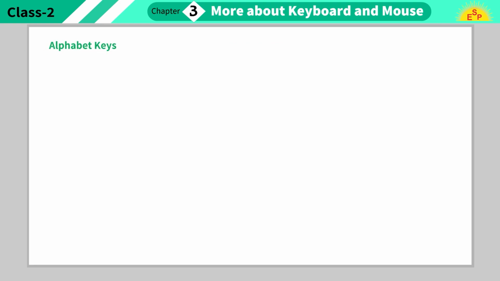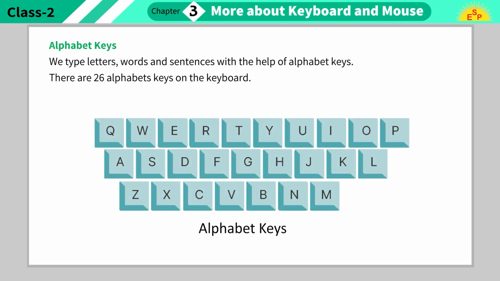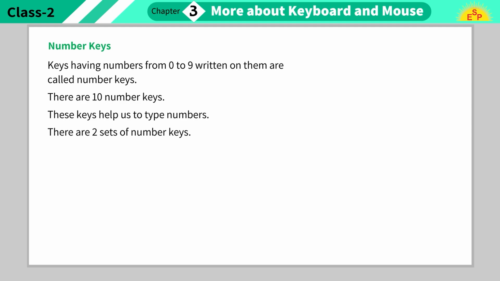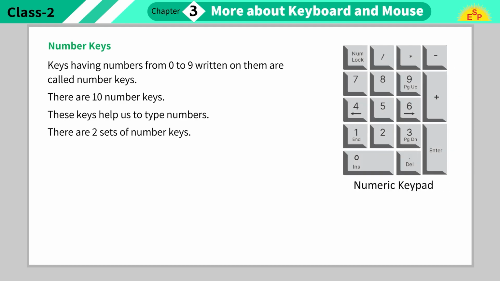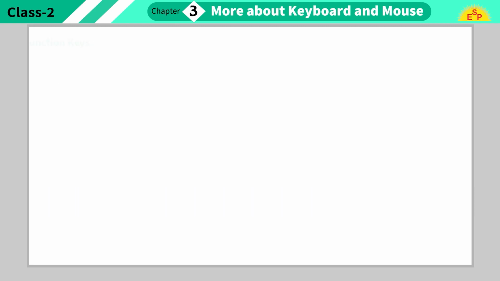Alphabet keys. We type letters, words and sentences with the help of alphabet keys. There are 26 alphabet keys on the keyboard. Number keys. Keys having numbers from 0 to 9 written on them are called number keys. There are 10 number keys. These keys help us to type numbers. There are two sets of number keys.